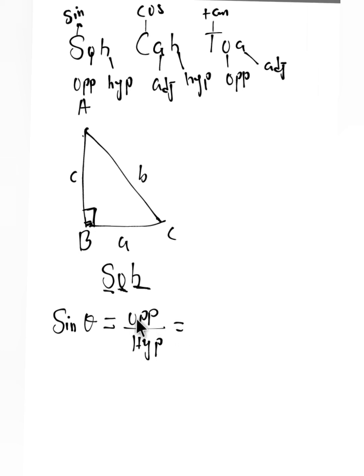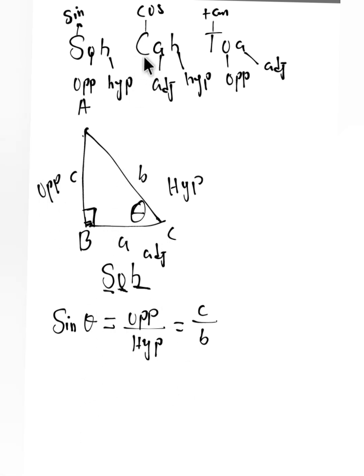And this is equal to opposite. There's an angle here, so the opposite is C over hypotenuse B. Remember that the longest side is the hypotenuse. The side opposite to this angle is the opposite. And the last part is the adjacent.